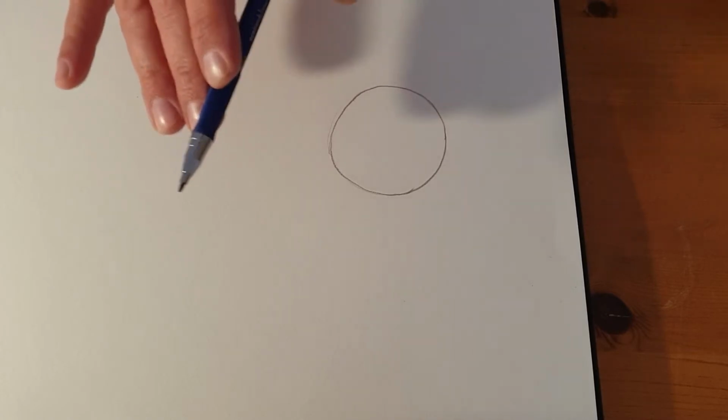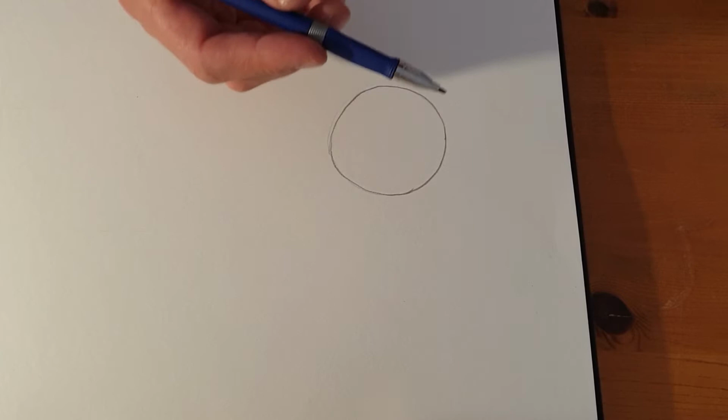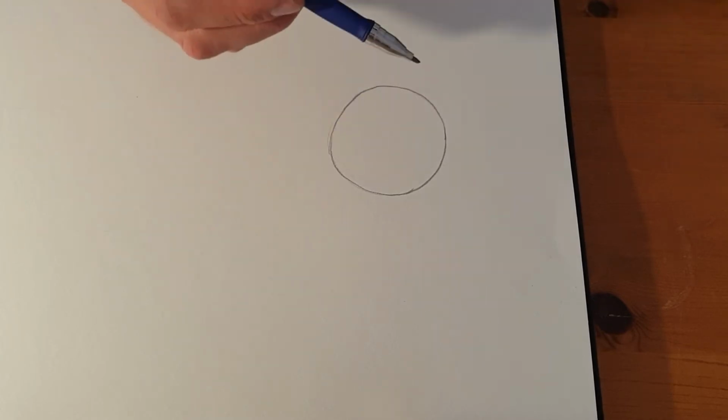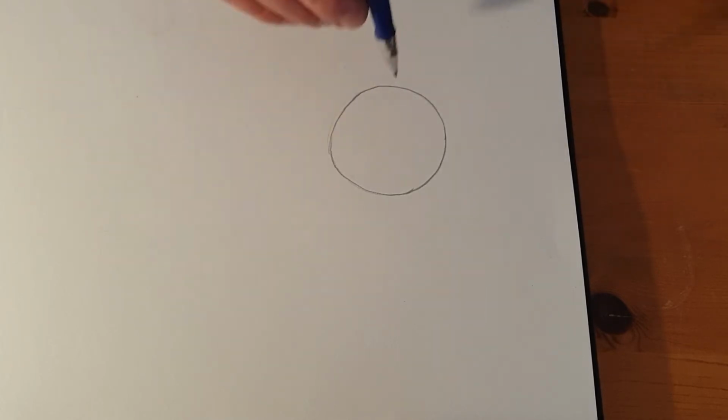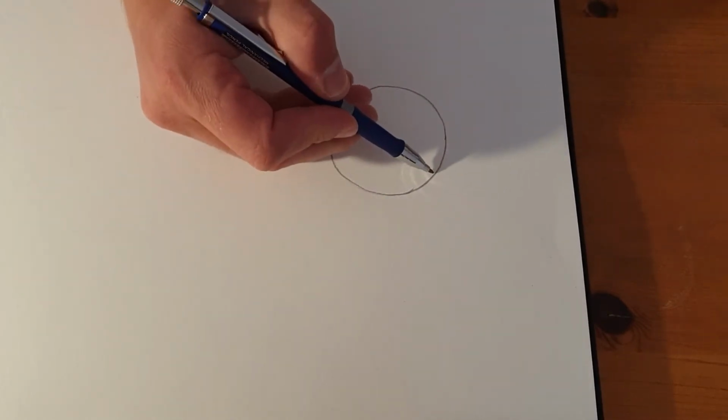As you start to do this, I'm drawing my lines slightly darker than what I would normally do, purely so the camera can pick it up. But as you're doing this, make sure you keep all of these construction lines nice and light.